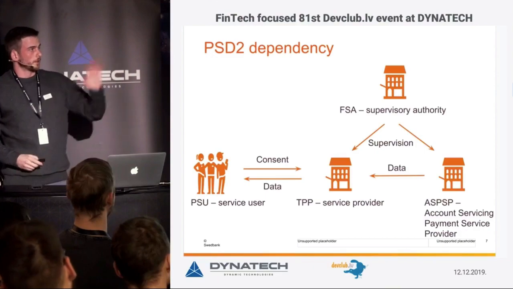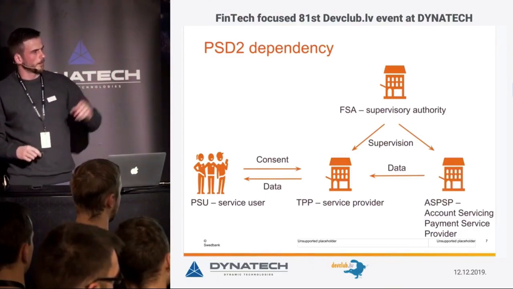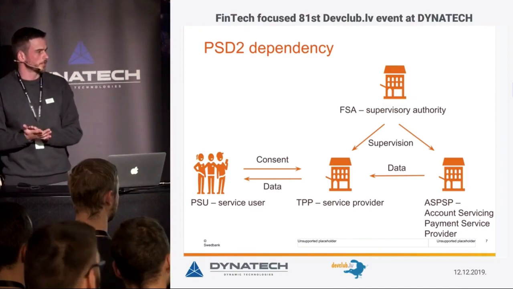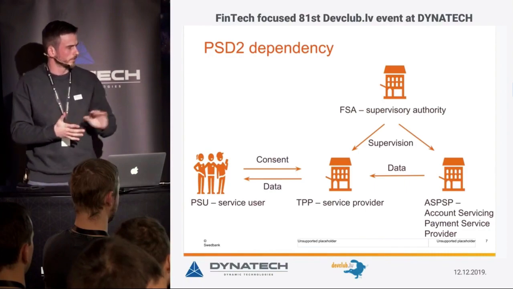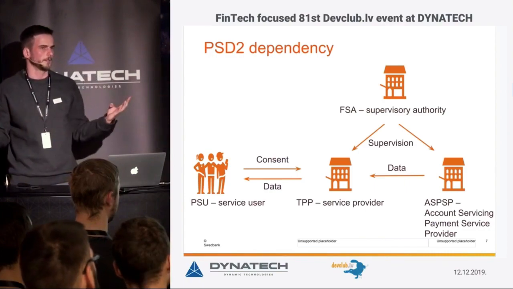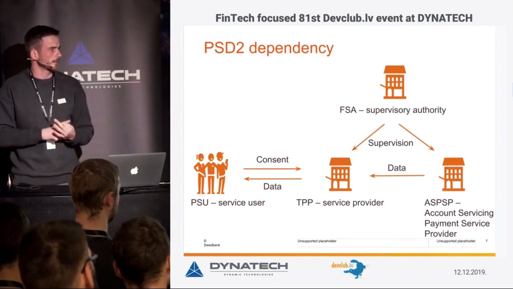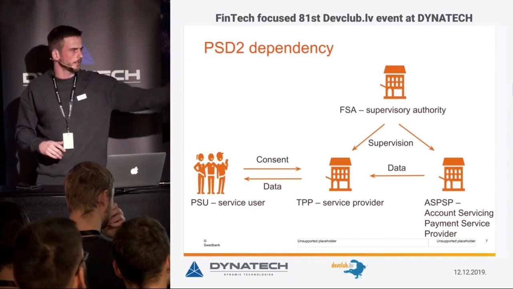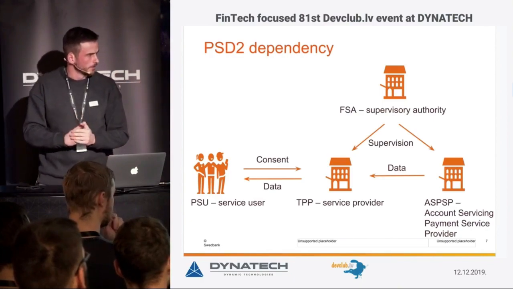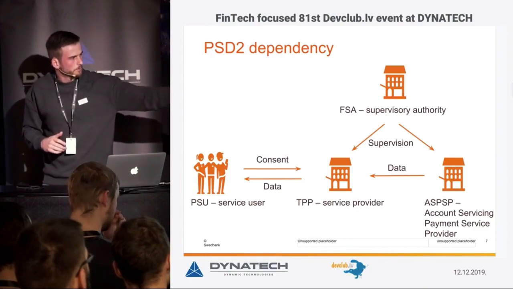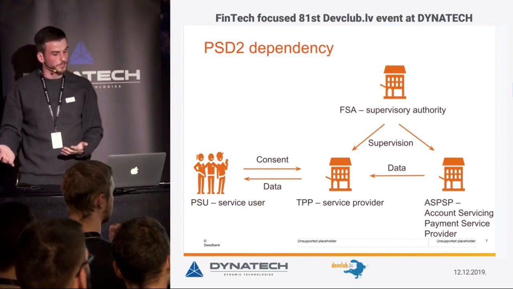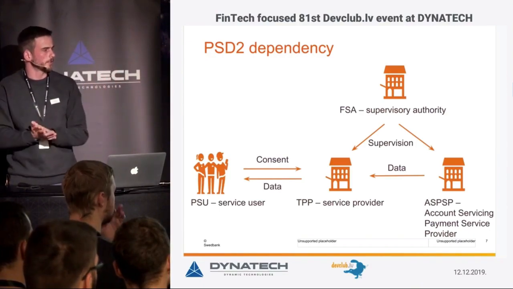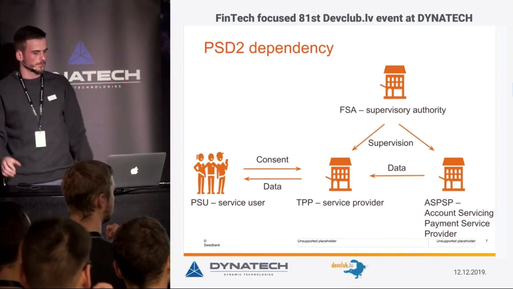And I tried to draw a simplified way of how all this works. So basically, user PSU, that's the abbreviation used in the directive. This could display any application. In our case, it's either mobile bank or internet bank. So user gives a consent to third party provider. In this case, it's us, my team, and we get data from ASPSP, which stands for Account Servicing Payment Service Provider. Very interesting name. And we get data from them, we display data to the user or to internet bank. And FSA supervises it all.